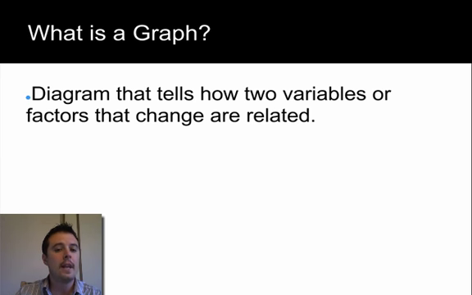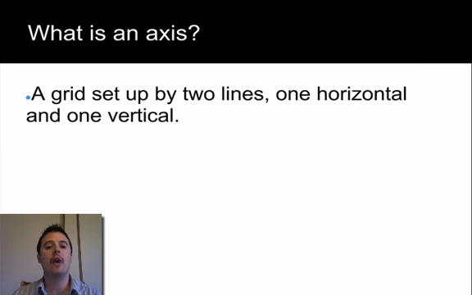A graph is any diagram that tells how 2 variables or factors that change are related. So you can imagine taking the data that you got from an experiment or a scenario and actually communicating it visually. That would be what a graph is and how a graph works.